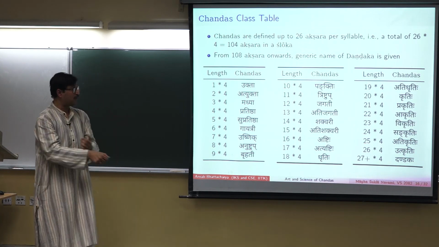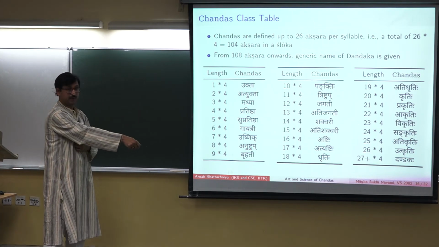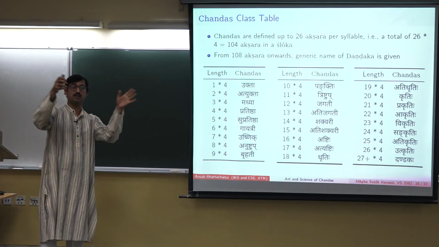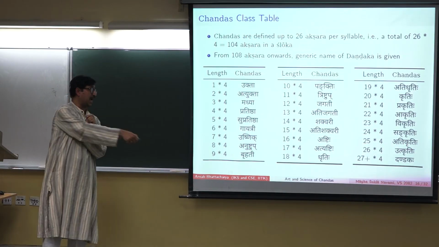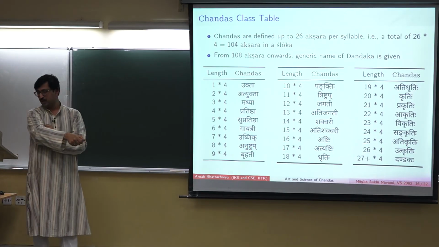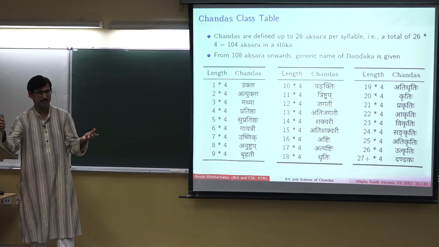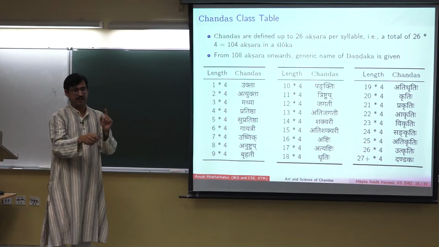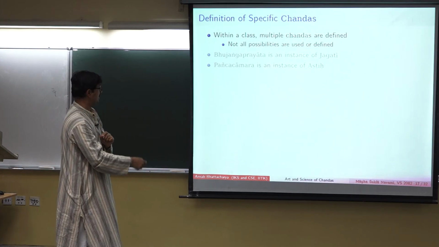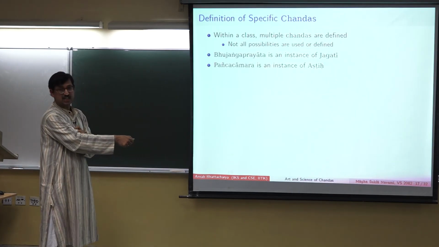He says out of this, and you see up to here is 2 to the power 26 if it is Samavritta. If it is Vishamavritta, it's 2 to the power 26 times 4. So of course not all of them are used in Sanskrit literature or they are named, right? So this is a class that is being defined and then some of them are instances. So Bhujanga Prayata is an instance of this Jagati.